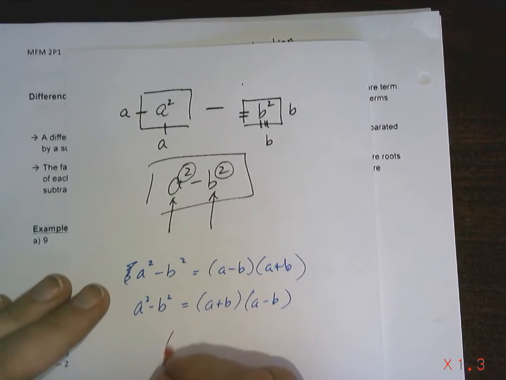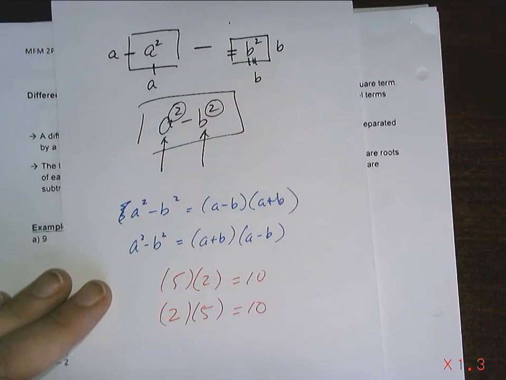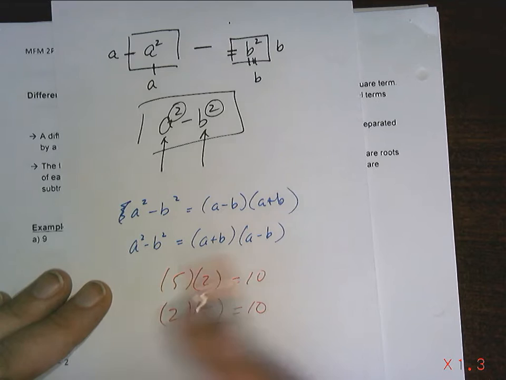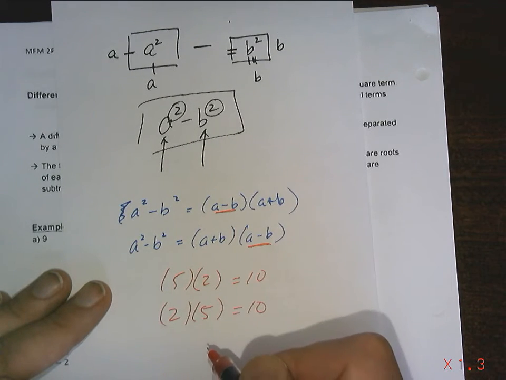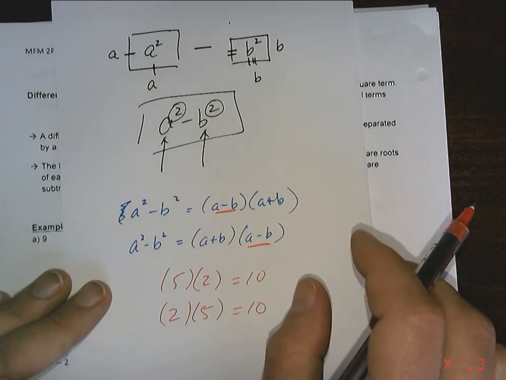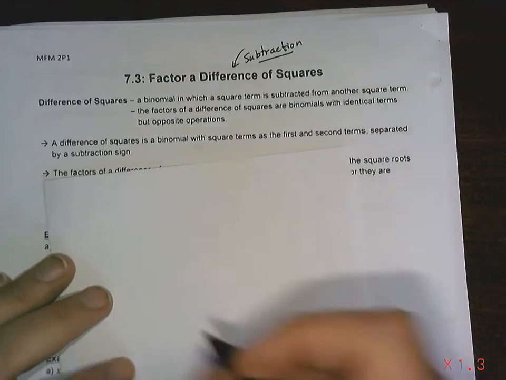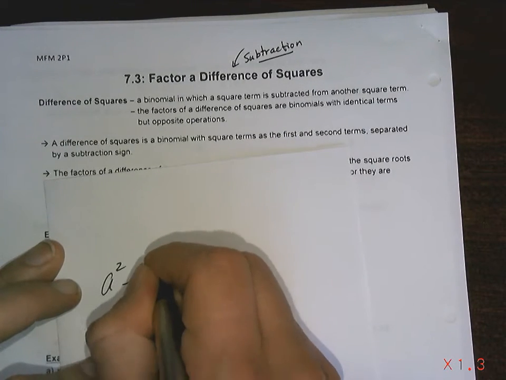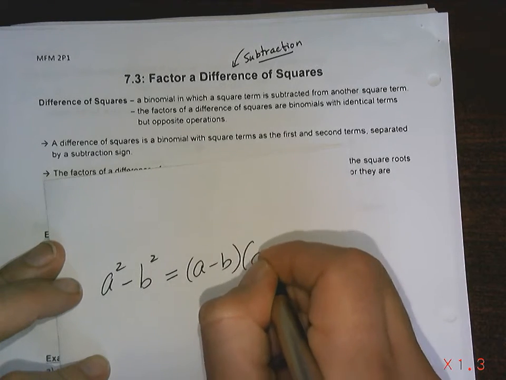Let's think about that. What's 5 times 2? It's 10. And what's 2 times 5? It too is 10. The order that I write the 5 and the 2 does not matter for multiplication. So the order that I put the A minus B term or the A plus B term does not matter. So back to the question. A brand new concept, new idea for you: A squared minus B squared can be factored into A minus B, A plus B.